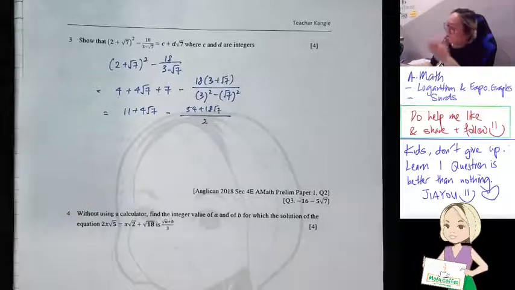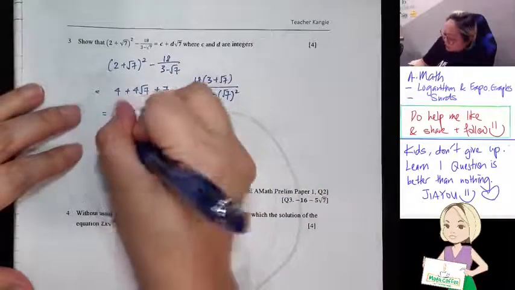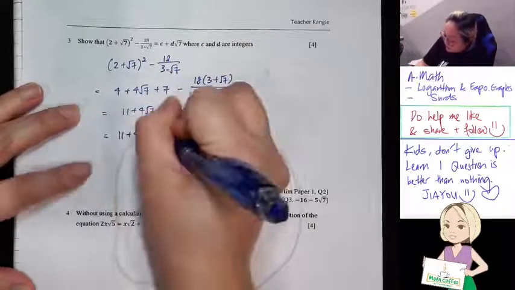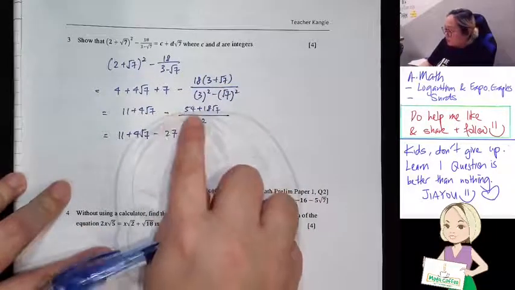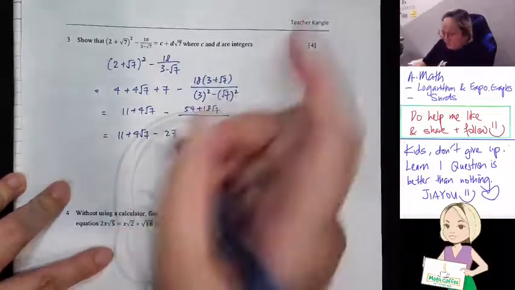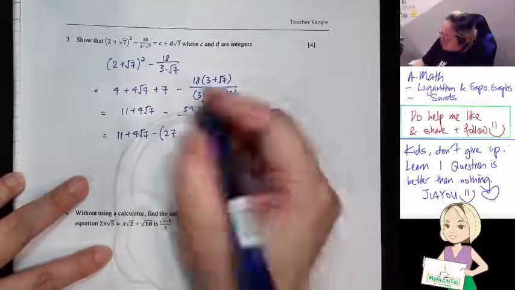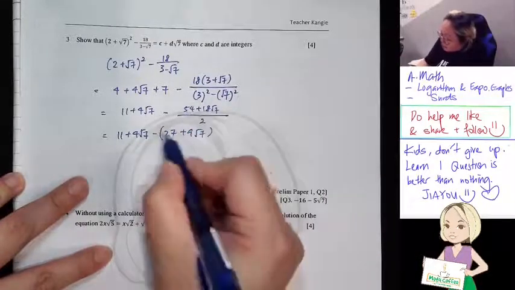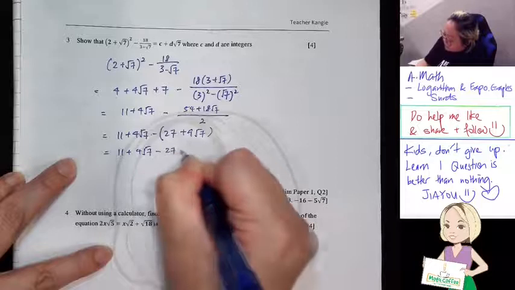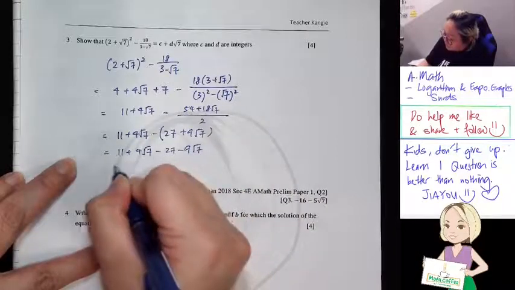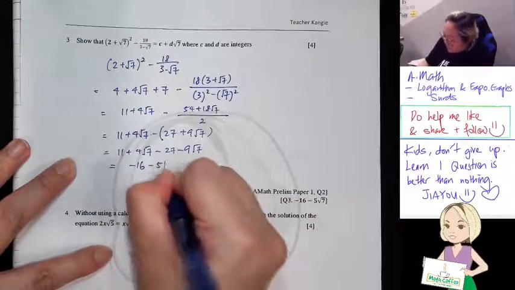I teach AMath, I teach both EMath and AMath. So 54 divided by 2, 18 also divided by 2. So I get 11 plus 4 square root 7 minus 27. Be careful, do you see that this is minus? So it will affect the sign behind. So to play safe, I'm going to put my bracket first. So 54 divided by 2, I put 27. 18 divided by 2, so it's 9 square root 7. Now I open up the bracket. I get 11 plus 4 square root 7 minus 27 minus 9 square root 7. So in the end, I will get minus 16 minus 5 square root 7.